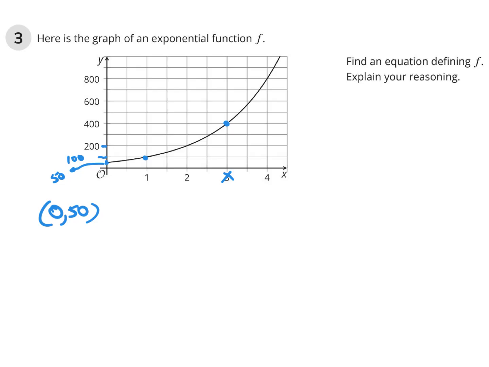Okay, so at 1, it looks like it goes to the corner of the box. At 1, we're at 100. So 100 divided by 50 is about 2. So it looks like this is our growth rate.